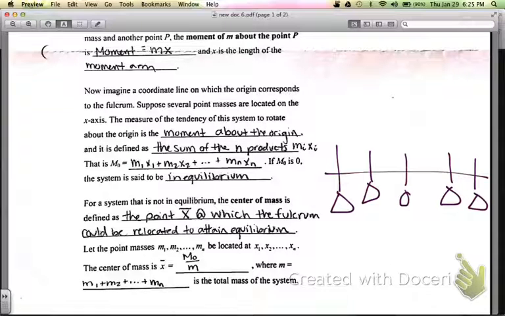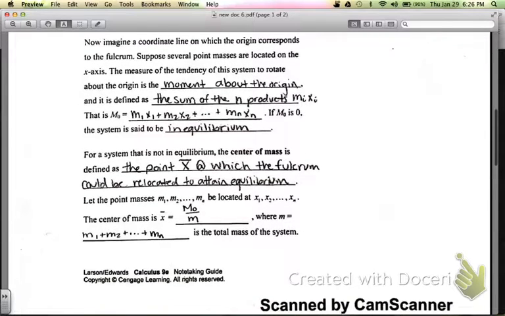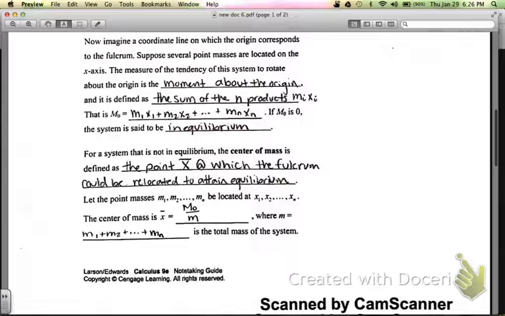So the moment about the origin, M_0, is m1 times x1 plus m2 times x2 plus, all the way up to however many there are. If M_0 is 0, the system is said to be in equilibrium. If it's centered right at 0, then obviously it's in equilibrium. It says, for a system that is not in equilibrium, the center of mass is defined as the point x bar at which the fulcrum could be relocated to obtain equilibrium.